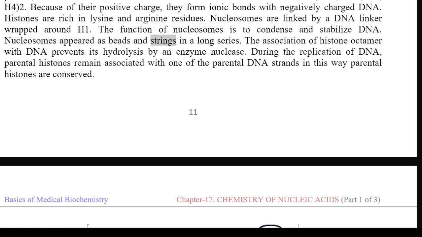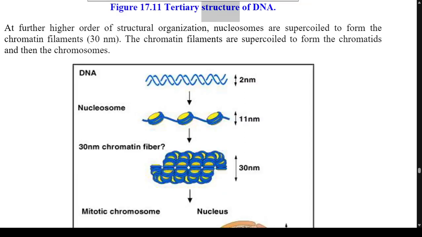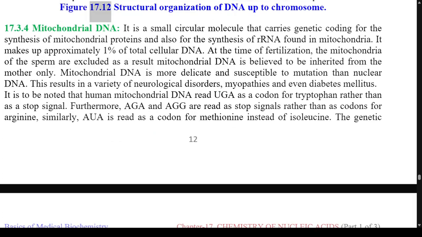Nucleosomes appear as beads on a string in a long series. The association of histone octamer with DNA prevents its hydrolysis by the enzyme nuclease. During the replication of DNA, parental histones remain associated with one of the parental DNA strands. In this way, parental histones are conserved. Figure 17.11 Tertiary structure of DNA. At a further higher order of structural organization, nucleosomes are supercoiled to form the chromatin filaments, 30 nanometers. The chromatin filaments are supercoiled to form the chromatids and then the chromosomes. Figure 17.12 Structural organization of DNA up to chromosome.